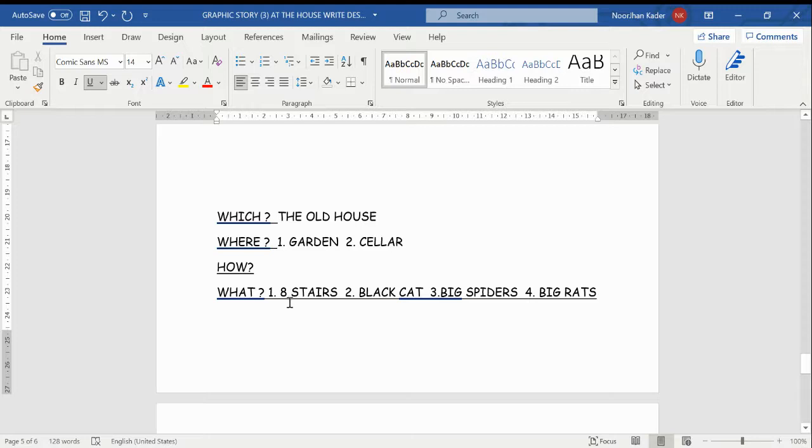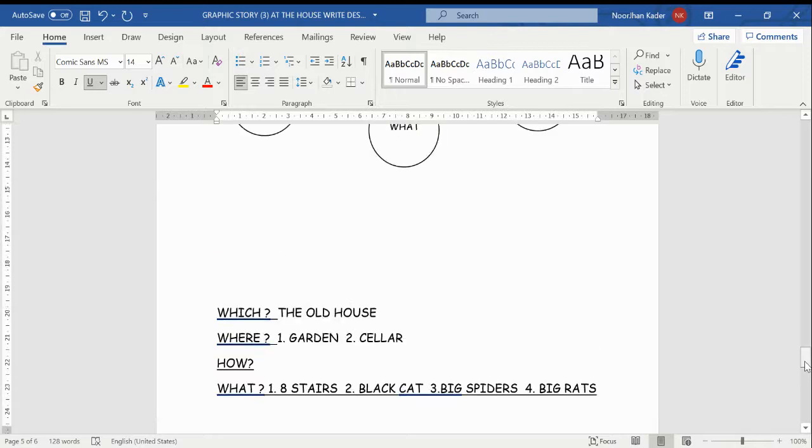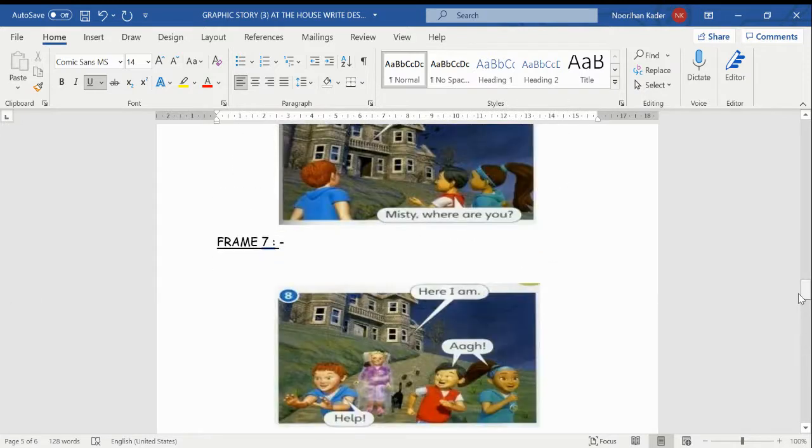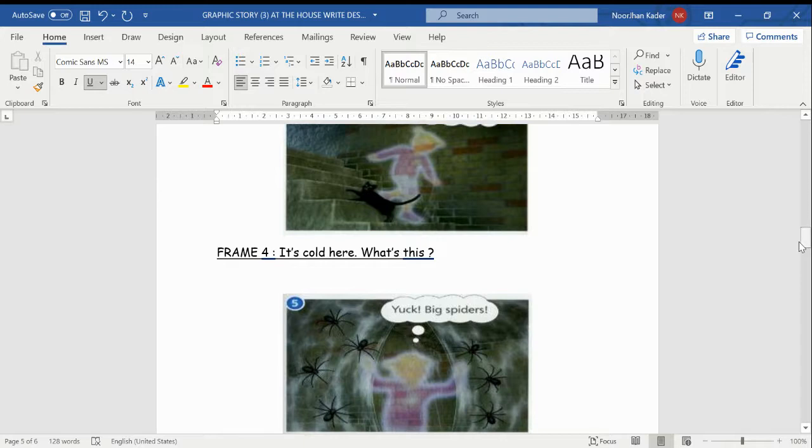Okay, I just put the number first. Later on we will write in word numbers. That means now I put here numbers. Later on, when I teach you how to write, I will write the word for these numbers. Okay, 8 stairs. And let's look at what else Misty finds in the cellar.